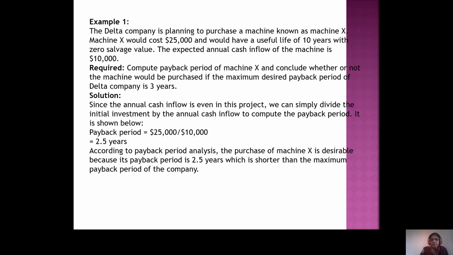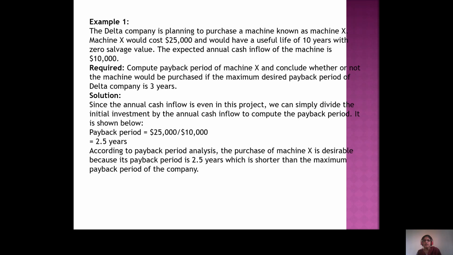According to the payback period analysis, the purchase of machine X is desirable because its payback period is 2.5 years, which is shorter than the maximum payback period of the company. The desired payback period of Delta Company is 3 years, but I get the money back within 2.5 years. So this project is okay.